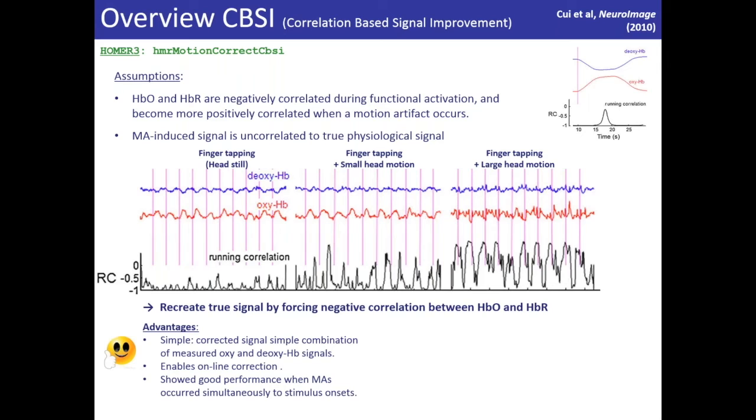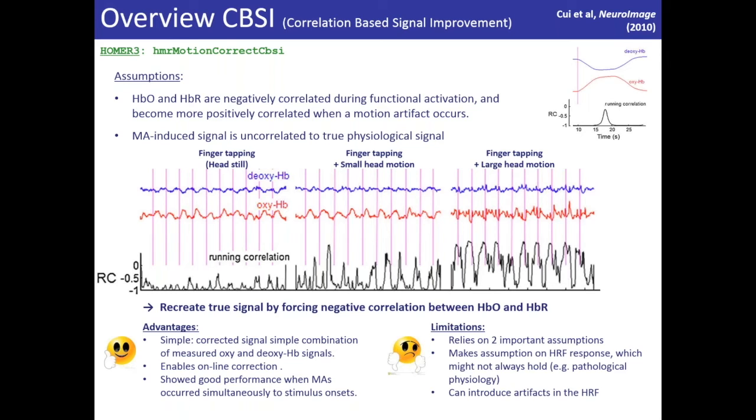So the advantages: it's a simple method, enables online correction, and shows good performance when motion artifacts occur simultaneously with stimulus onsets. And the disadvantage is basically these assumptions. It makes assumptions on the HRF response, which might not always hold, especially if you're looking at a different population, right? For instance, a patient group.